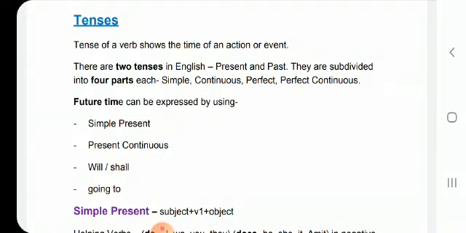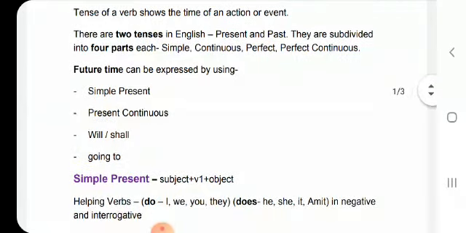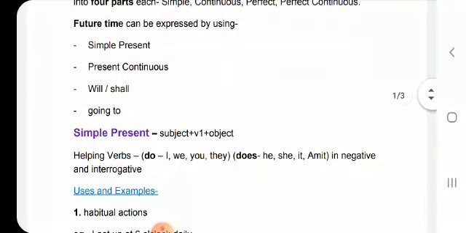But children, future time can be expressed by simple present, present continuous, will and shall, both are modal verbs, and the going to form. So these two tenses, present and past, are subdivided into four parts: simple, continuous, perfect, and perfect continuous. Now let us discuss in detail all the tenses one by one.